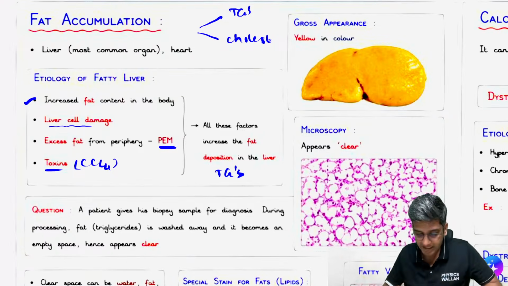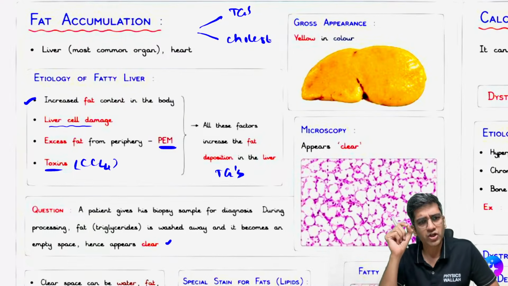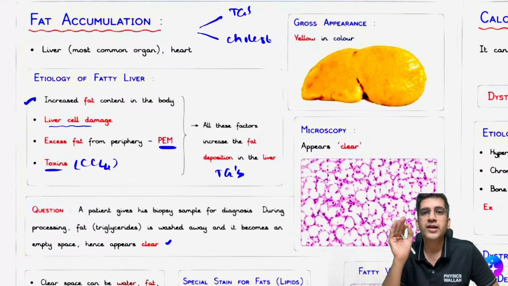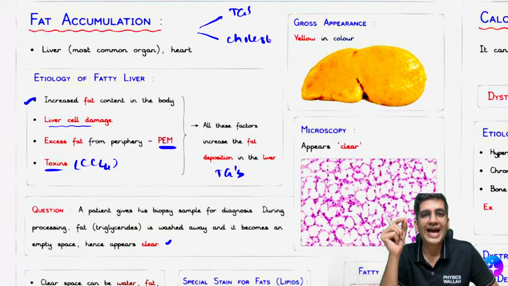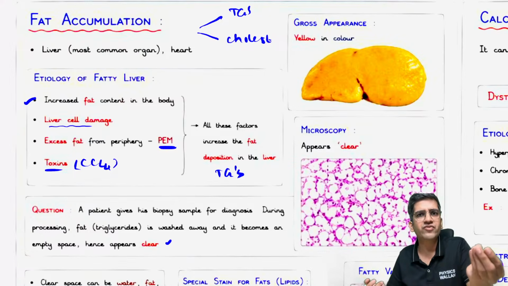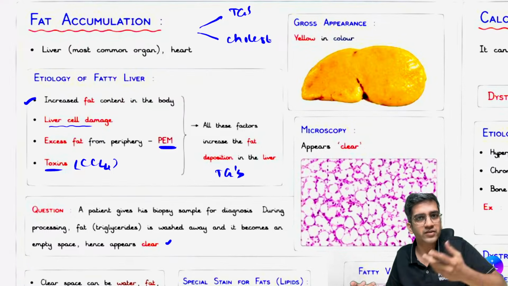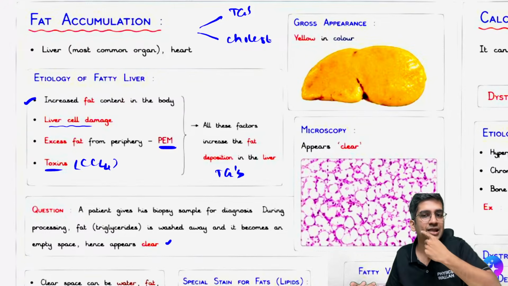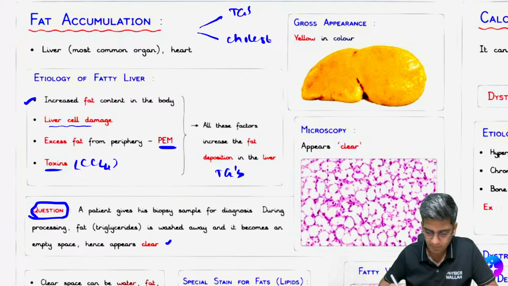This is a very good reasoning why question, and it can also come in viva. Why is fat clear? Because fat will be washed away during processing, since we use alcohol in processing. Alcohol washes away grease, right? Simple. Alcohol dissolves fat. The same thing happens in microscopy. The fat will be washed away, so I'll have an empty space. That's the reason fat is clear in microscopy. It can come as a reasoning question. Please do remember.